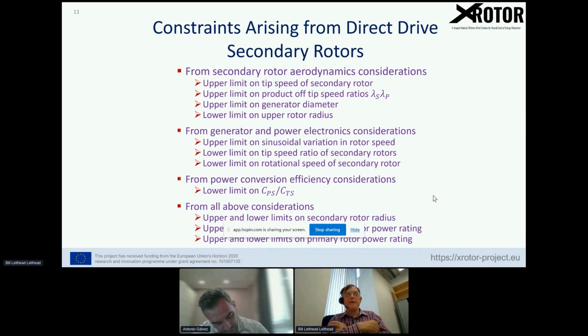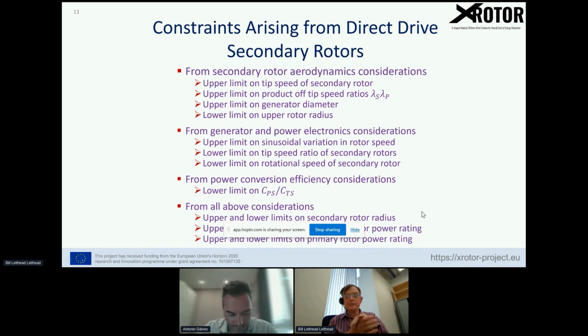Okay, now unfortunately there's a whole lot of difficulty in trying to design this. You've got the primary rotor and you've got the secondary rotors, and you want to have the secondary rotors rotating fast enough to avoid needing a gearbox. There's a whole bundle of constraints which arise from the aerodynamic considerations for your secondary rotors. There's another bunch of constraints that arise from the generator and power electronics considerations, and also the power conversion efficiency consideration. There's a very large constraint, basically to try and make CPS over CTS as large as possible.